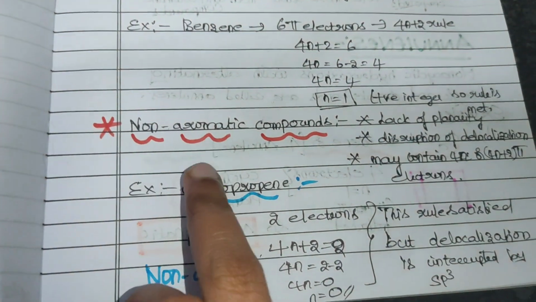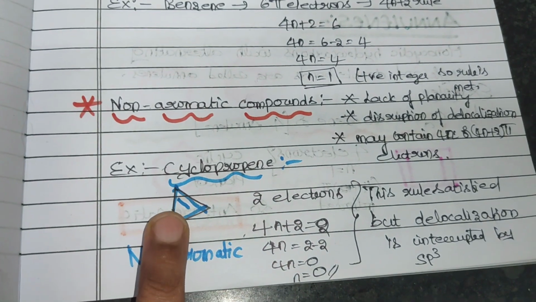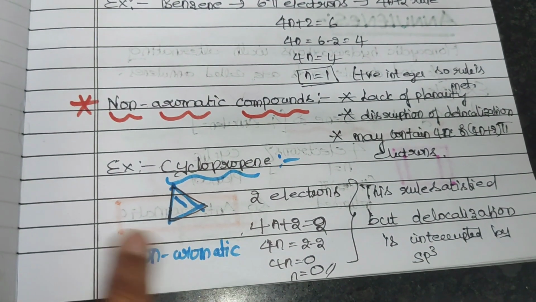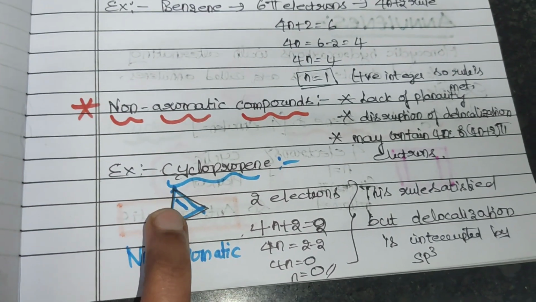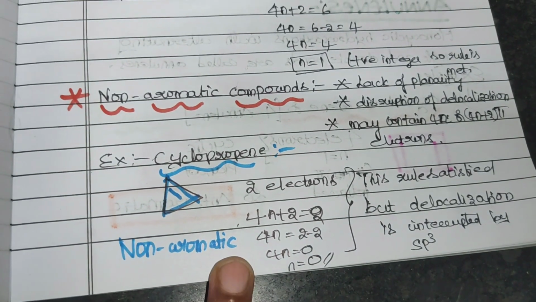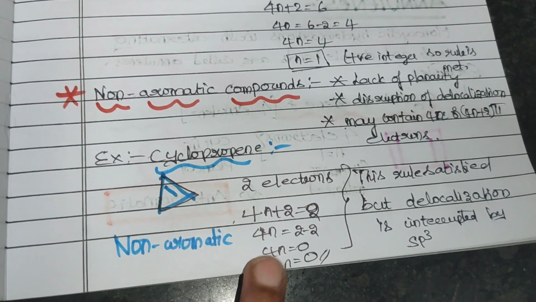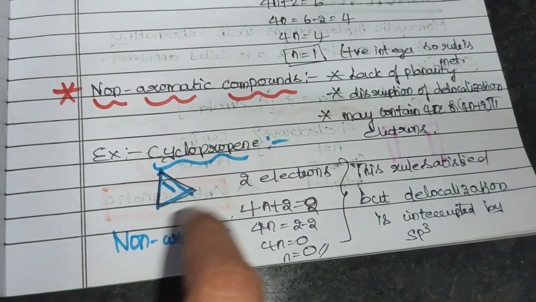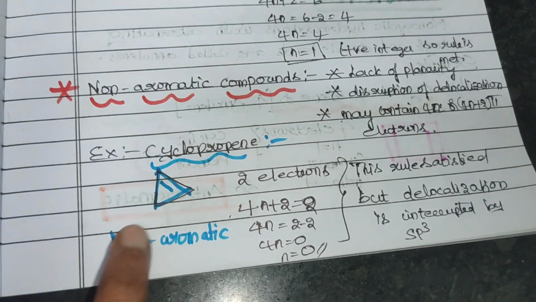For example, cyclopropene. When we take cyclopropene, it is a non-aromatic compound. See here, 2 electrons are present. So 4n plus 2 is equal to 2. So 4n is equal to 2 minus 2, that is equal to 0. So n is equal to 0. So it follows Huckel's rule.